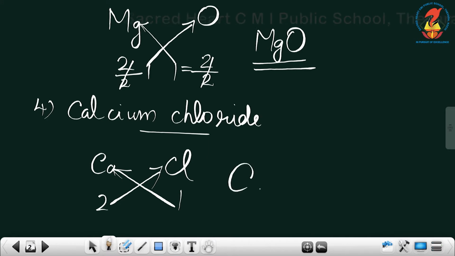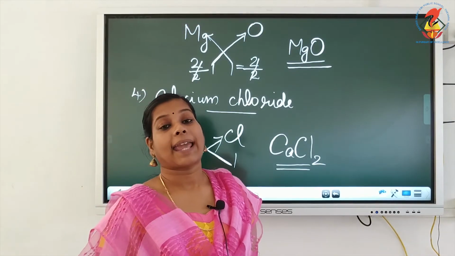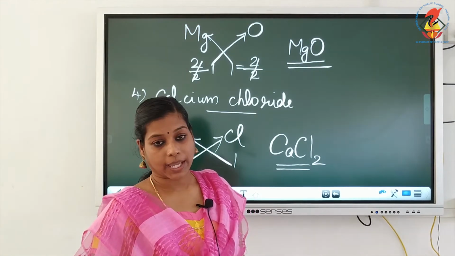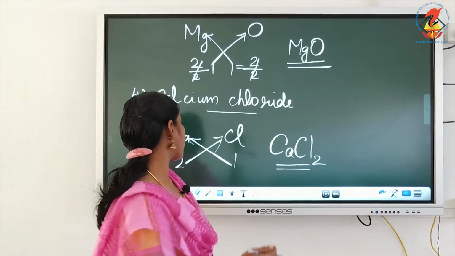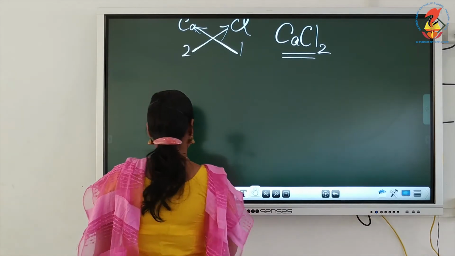Then, we will get Ca1. 1 we will not write. Ca. Then, for Cl, 2 is there. So, we will write Ca Cl2 as the formula for calcium chloride. Okay. Clear? Then one more example we can see, that is aluminium oxide.